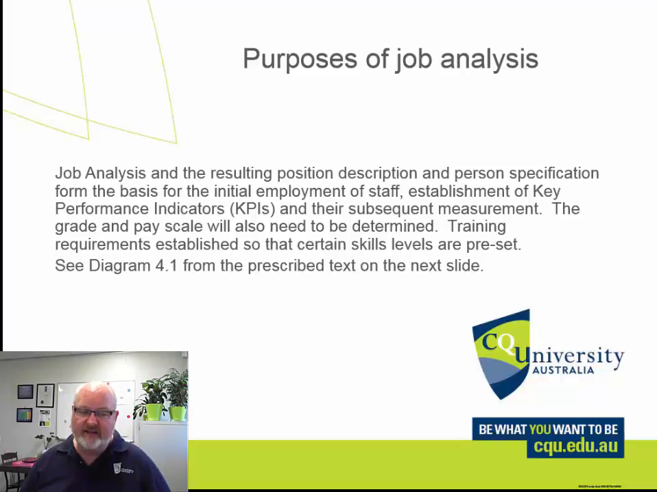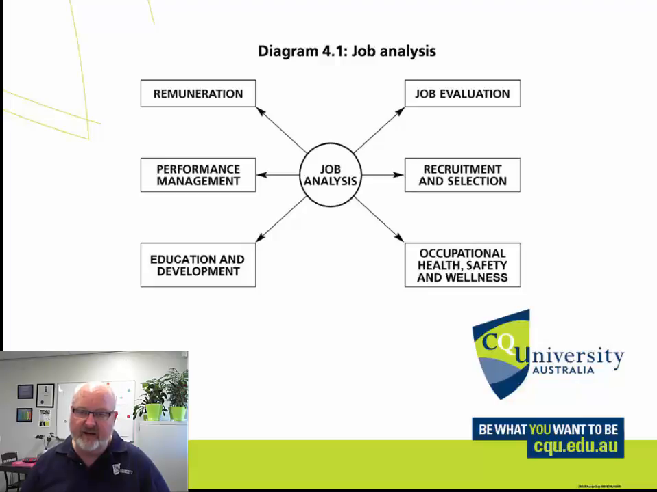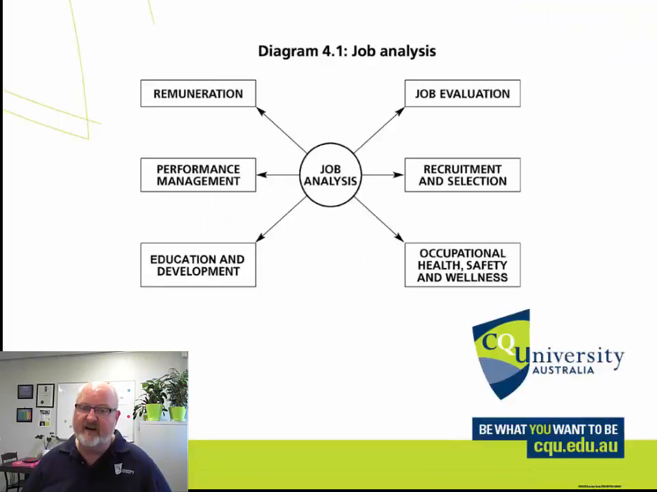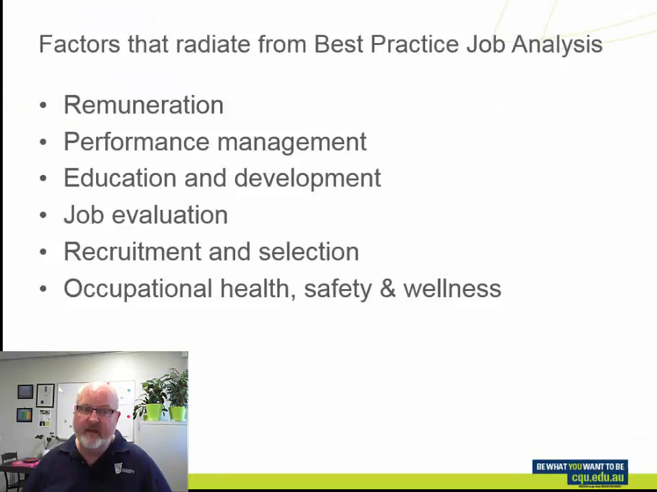This diagram is a great diagram from Chapter 4, which is a necessary element of reading this week. There's about 20 pages that you'll have to go over, and it does provide some examples of position descriptions and job specifications. So what's important here? Well, remuneration, performance management, education and development, job evaluation, recruitment and selection, occupational health, safety and wellness. They all feed into that previous slide and provide aspects of job analysis.